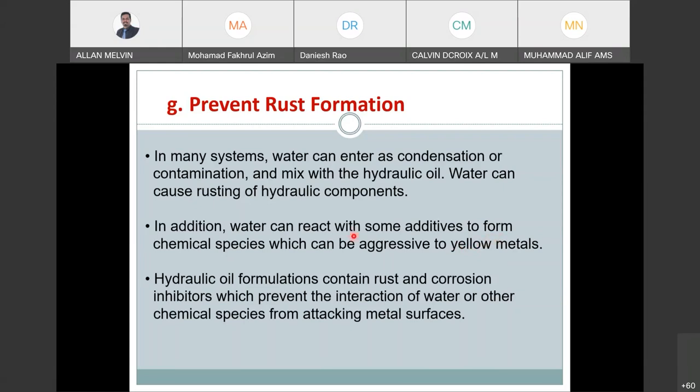Okay, so water can react with some of this material to form, and it can be dangerous for some of these metals. So you need to understand that. Okay, so hydraulic oil formulation contains rust and pollution inhibitors, which prevent the interaction of water and other chemical species from attacking metal surface. So you need to add another additive ataupun inhibitors, kita panggil as inhibitors. Okay, so just specifically to prevent rust or pollution in your.